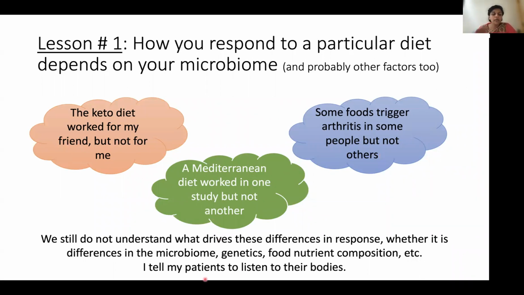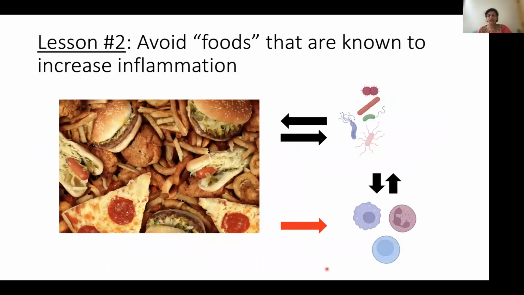And so we really don't understand what drives these differences in response to the same diet, whether it's because of differences in the microbiome or genetics, or even that the foods, right, that constitute these different diets are different. Like a banana in India may not have the same kind of composition as a banana in America. And so, the key takeaway that I tell my patients is to listen to your bodies. Your body knows what things trigger your arthritis or cause a flare of inflammation in you. So that's the first lesson that I like to emphasize.